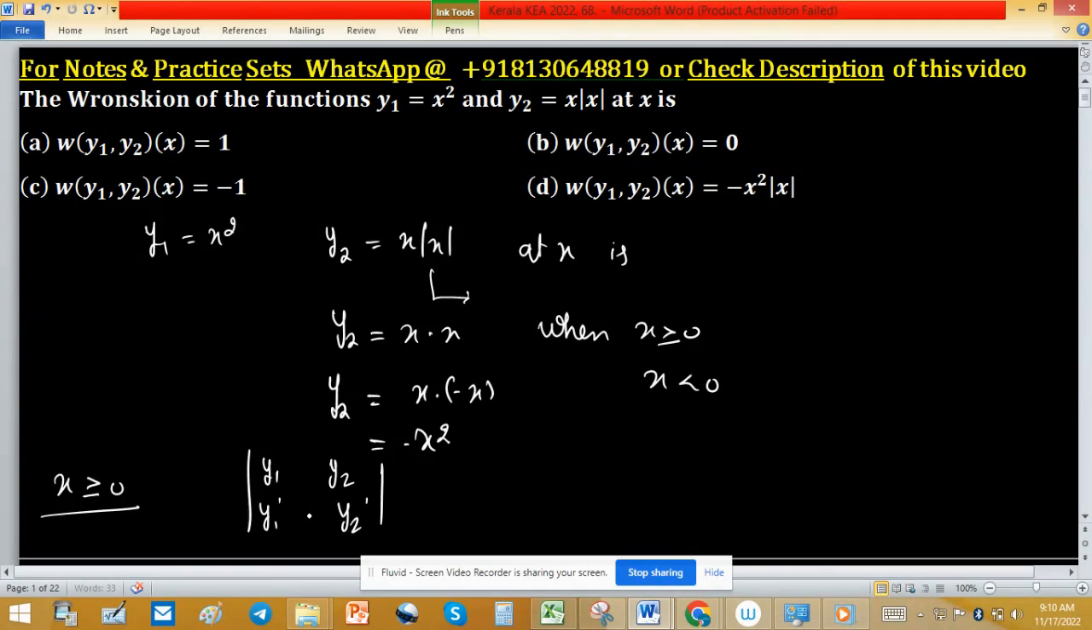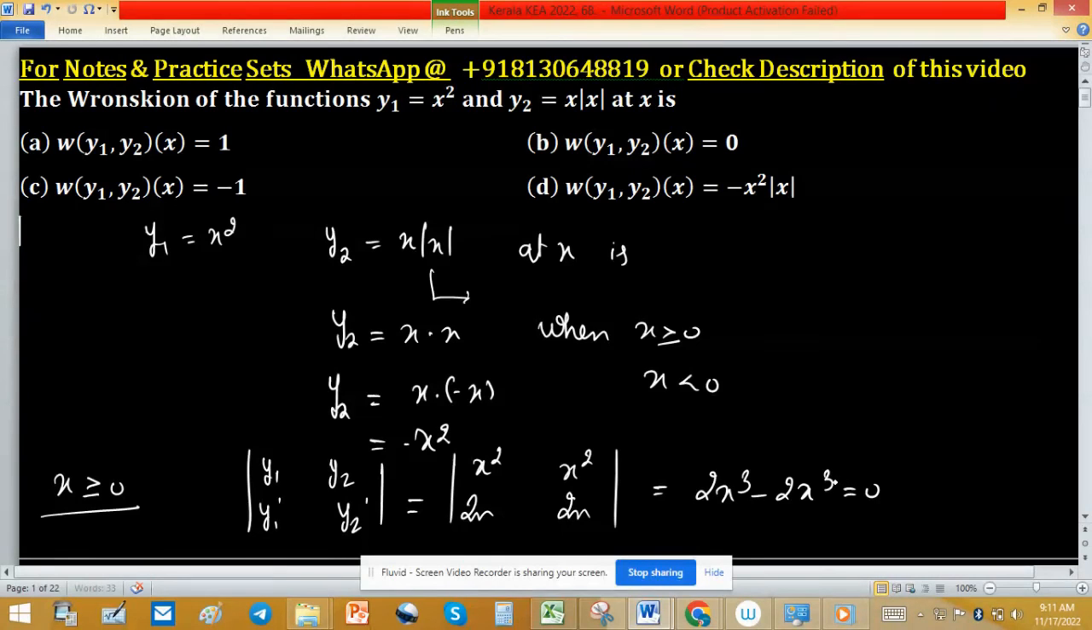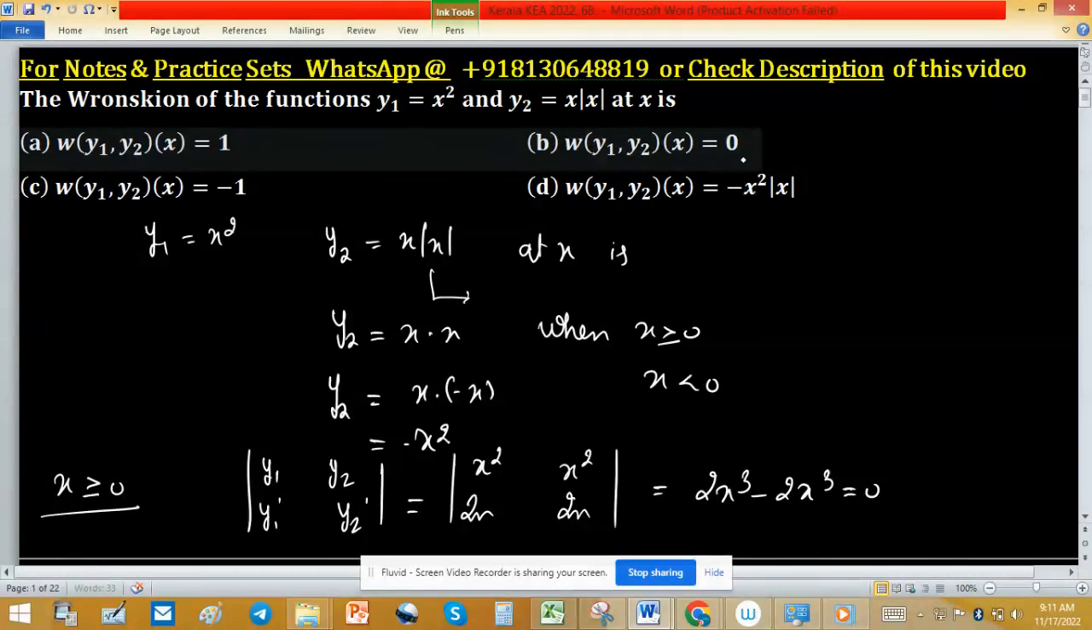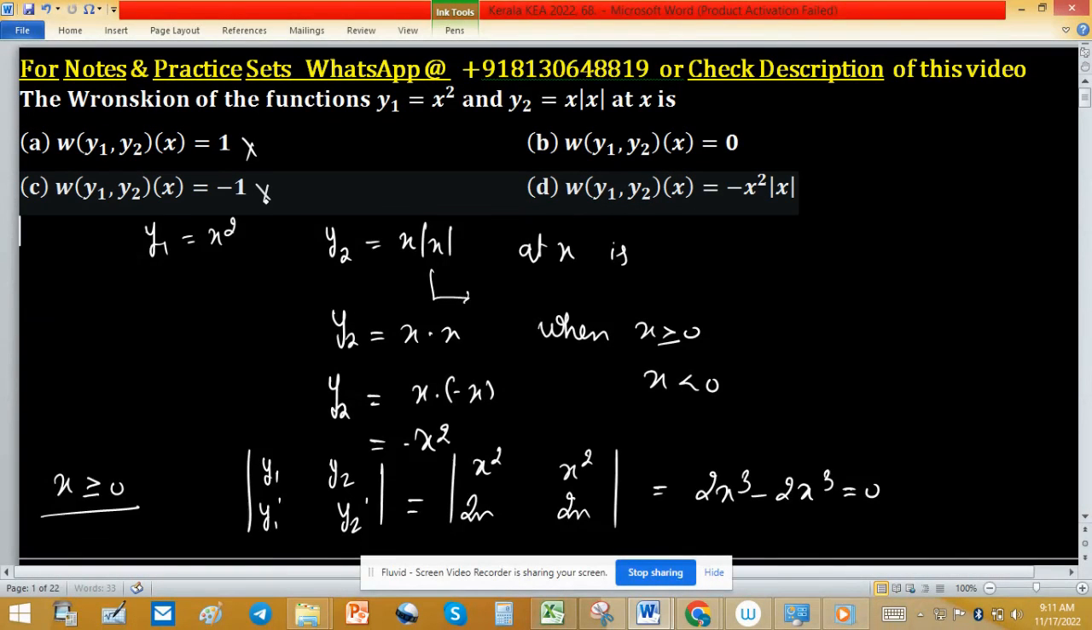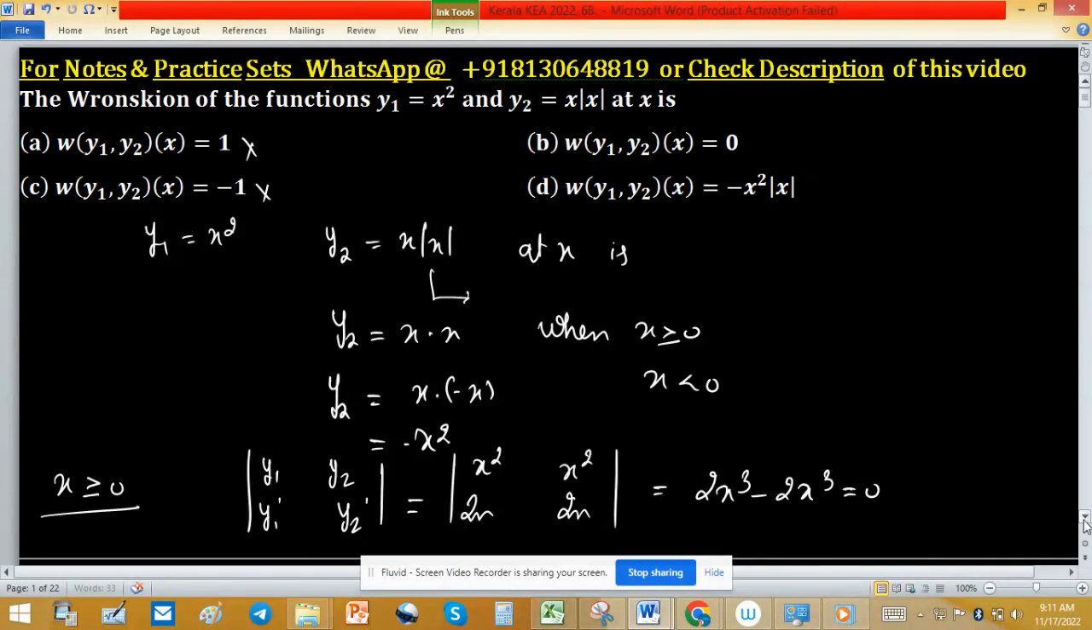Put these four quantities in a determinant, and you have x square, x square, 2x, 2x. You can observe this value equals 0. 2x cube minus 2x cube equals 0. Now which option is giving you value 0? So option B might be true, and options A and C have been discarded at this position.